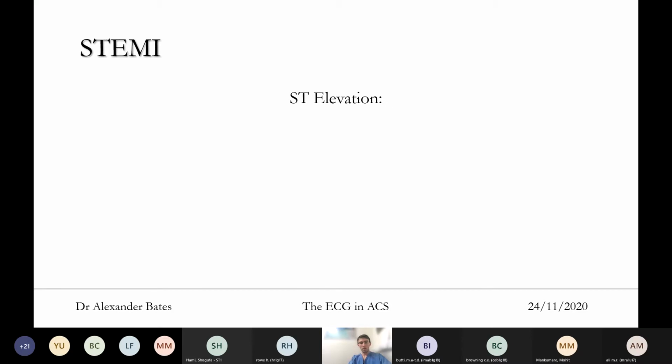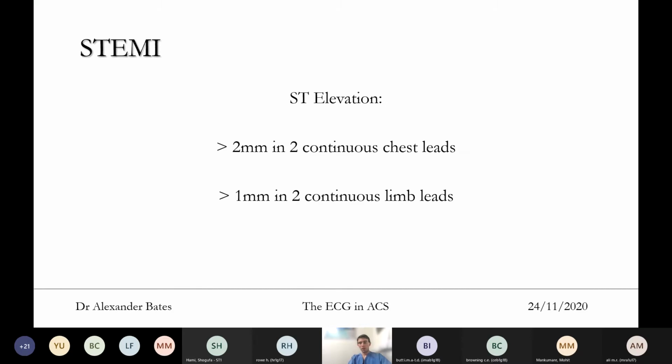So, ST elevation. There are criteria for this. Often ST elevation can catch people out, particularly if it's just a small amount of ST elevation, like a quarter of a millimeter, half a millimeter. I'm not quite sure if it's ST elevation. They've got a bit of chest pain, but it doesn't really fit. There are specific criteria that we look for, but of course this is all in the context of what the patient looks like and what their history is as well.